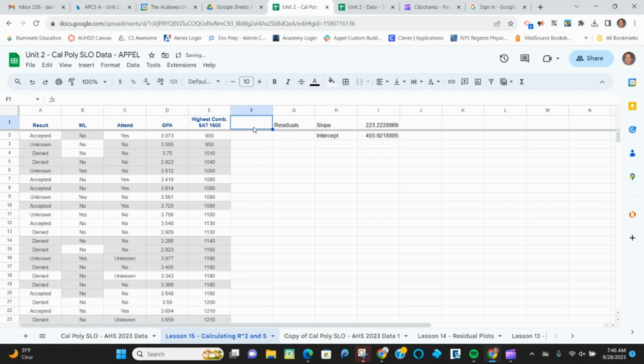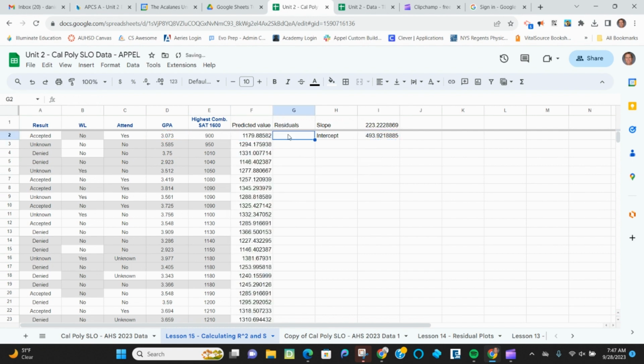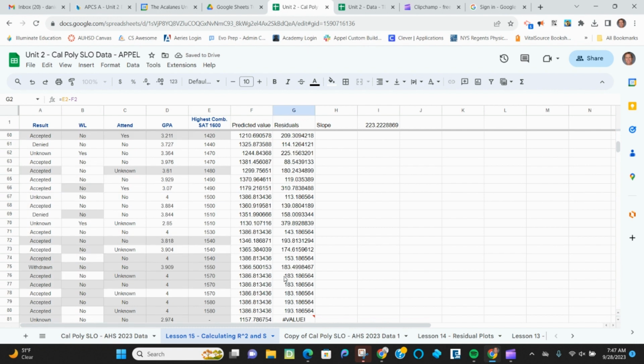I'm going to get my predicted value first. So this is equal to my GPA times the slope, and I want that to always be there. So I'm going to put in my hard reference with my dollar signs, plus my intercept, which is again always that cell. So I'm going to put my dollar signs, and it wants to autofill, and that looks good. So my residual equals my predicted minus my actual value. And there they are. All right.